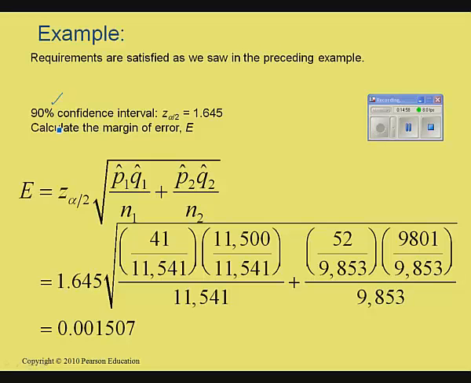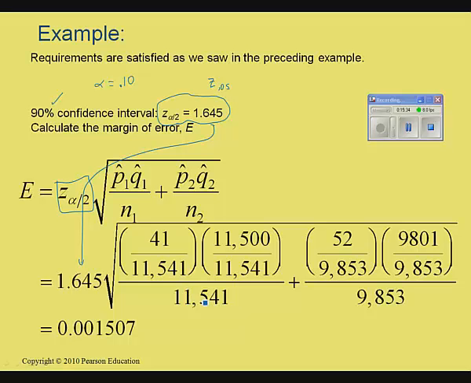90% confidence interval. That means alpha equals what? 0.10. Look what they got for z alpha over 2. Does that number look familiar? Yeah, why is that z alpha over 2? Because it's z of 0.05, which is what we just computed, right? So that number goes in front. Z alpha over 2 is in front of the big square root.